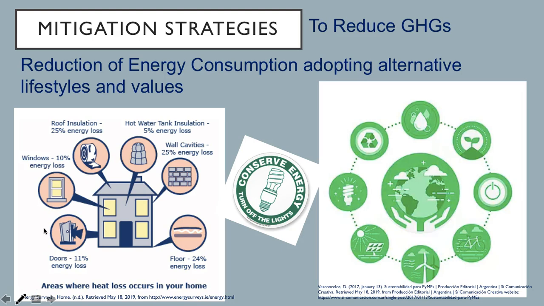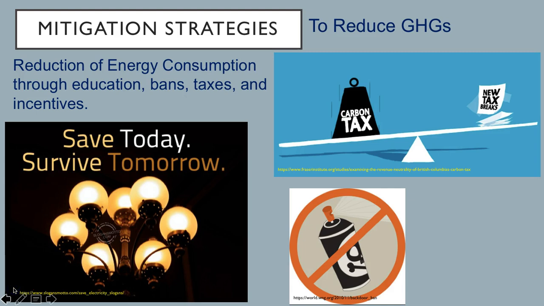Stop the video and study the various mitigation strategies illustrated here. Can you think of additional mitigation strategies that would reduce our energy needs and greenhouse gas emissions into the atmosphere, thus reducing the impact of climate change? We can reduce energy consumption through education, through bans and taxes and incentives.